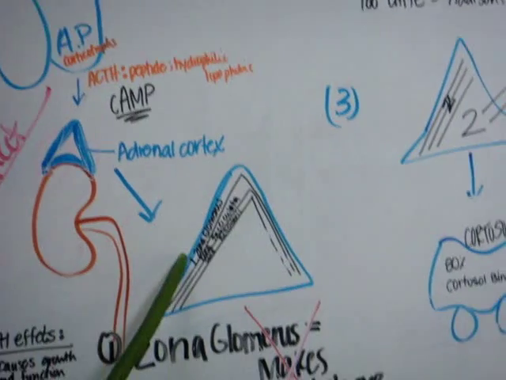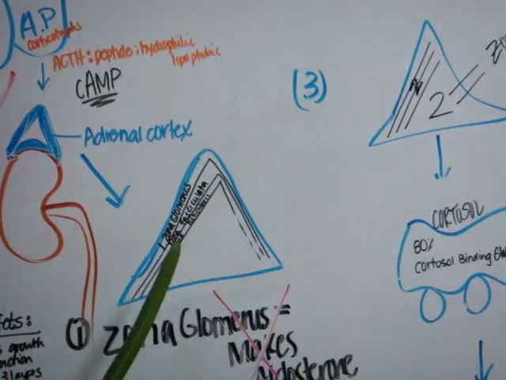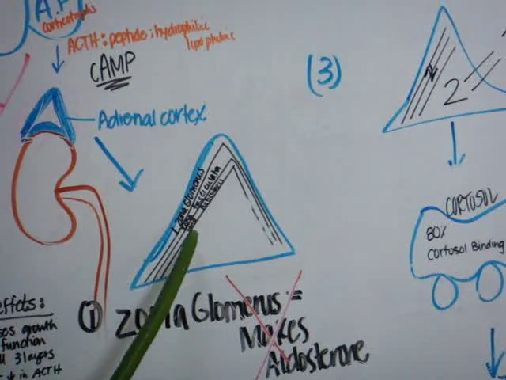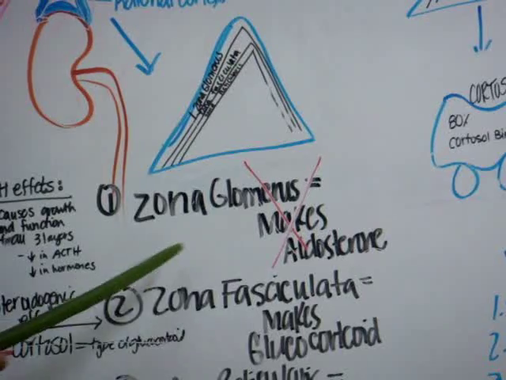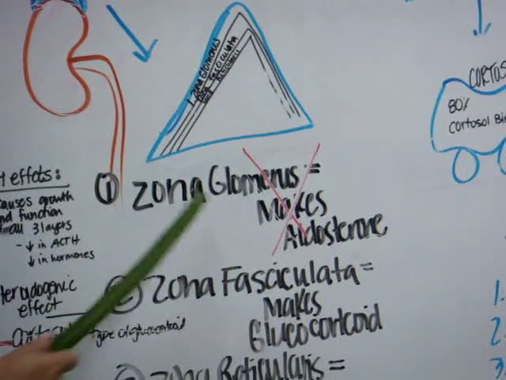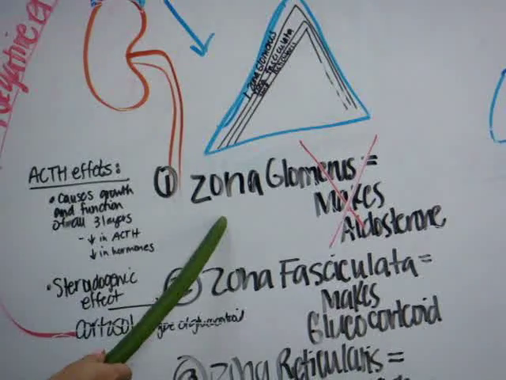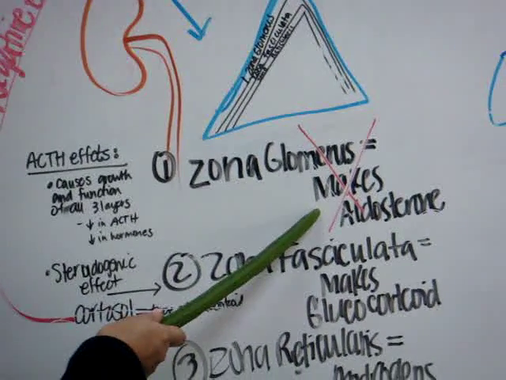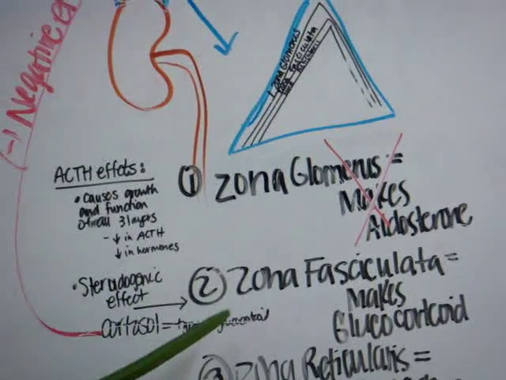The first layer is the zona glomerulosa. The second layer is the zona fasciculata. The third layer is the zona reticularis. The zona glomerulosa makes aldosterone. However, ACTH doesn't cause this layer to make aldosterone. It just helps with the growth and function of this layer.